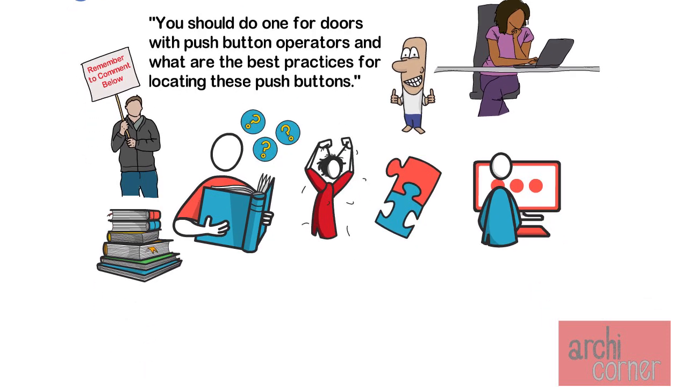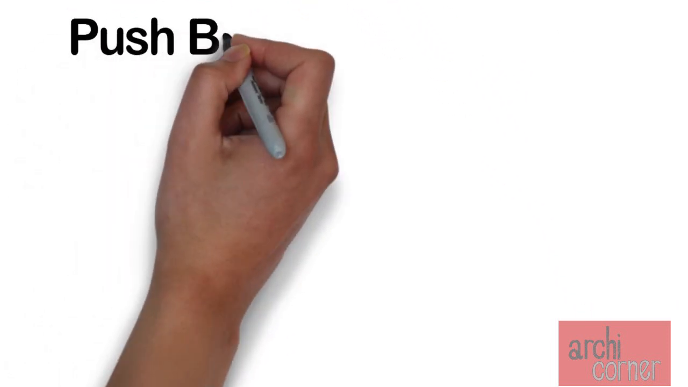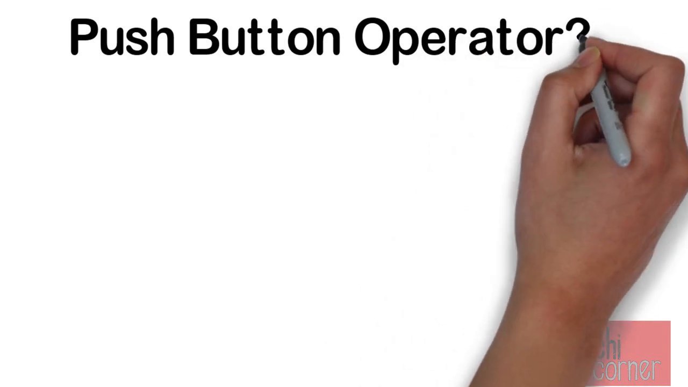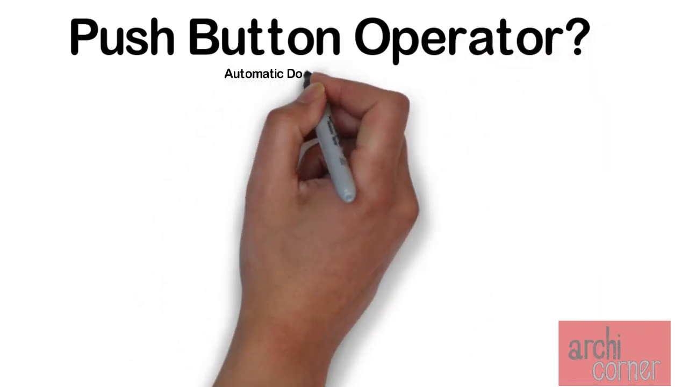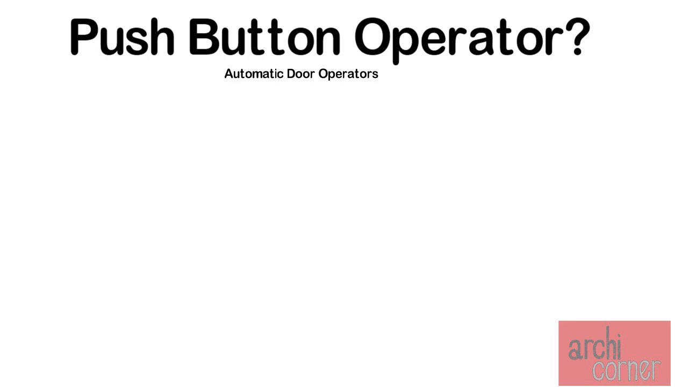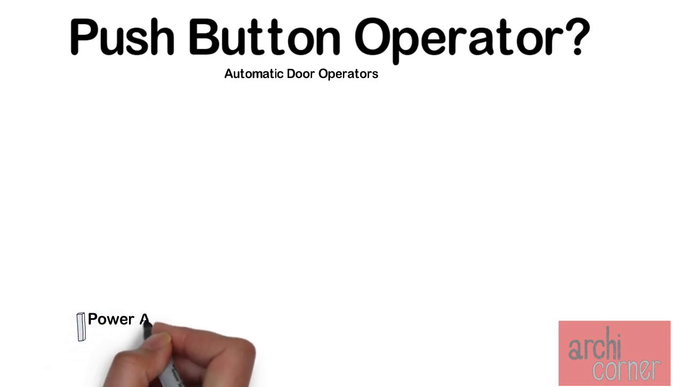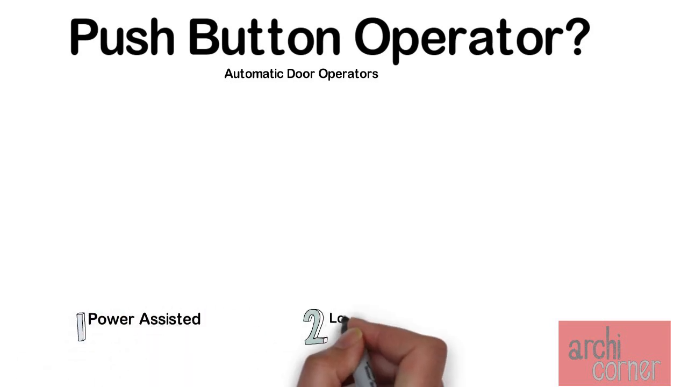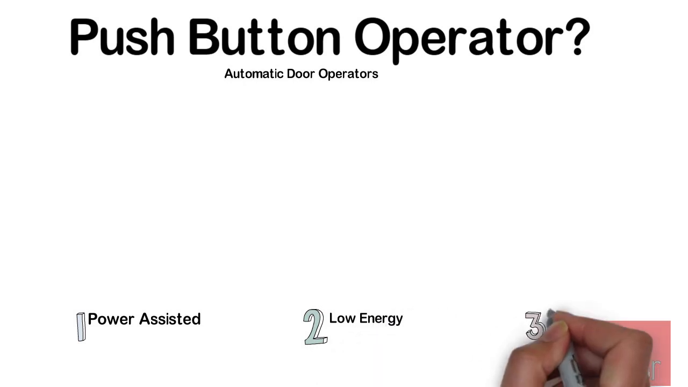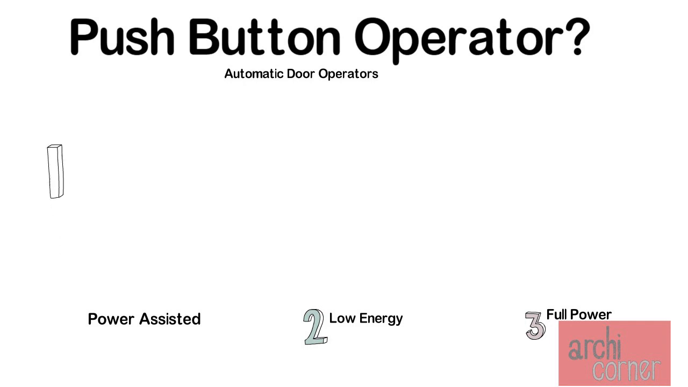First, let's talk about what it means to have a door with push button operators. A button operator refers to having an automatic operator for swinging doors. There are actually three types of automatic operators for swinging doors: power assisted, low energy, and full power. So what are the differences?